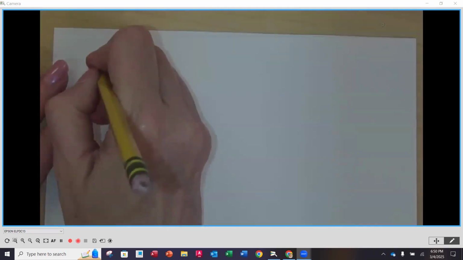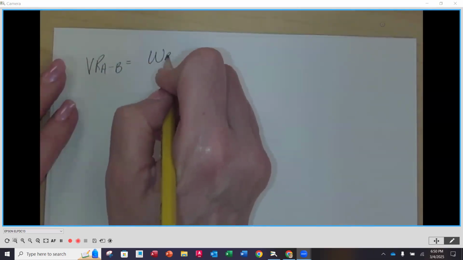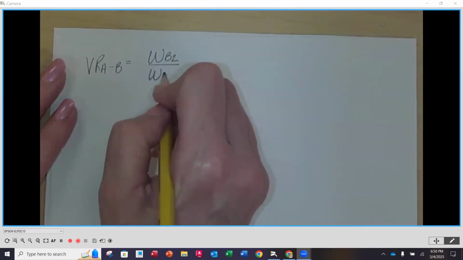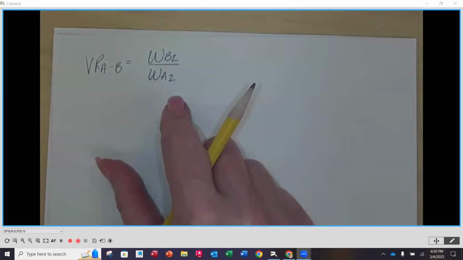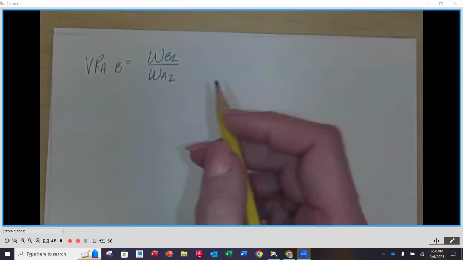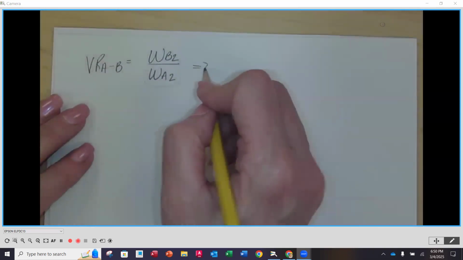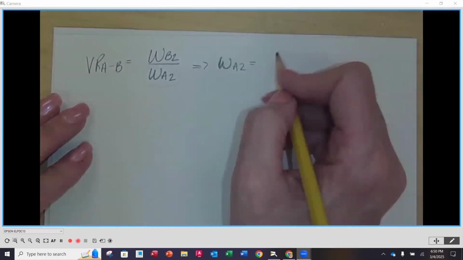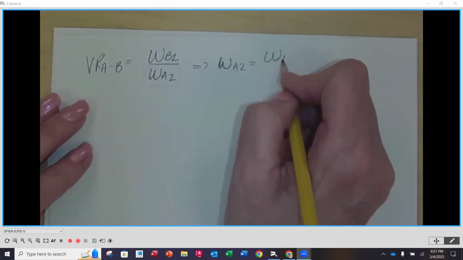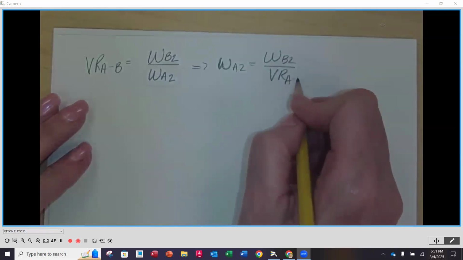So I can say that my velocity ratio A to B is equal to WB2 over WA2. So this is going to be my faster one on top over my slower one on the bottom. And I want to find what WA2 is. So I can say WA2 is going to be equal to WB2 divided by that velocity ratio A to B.